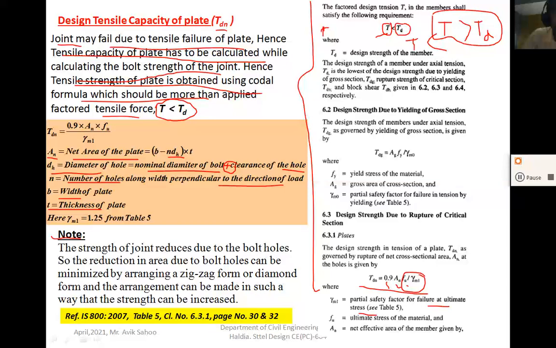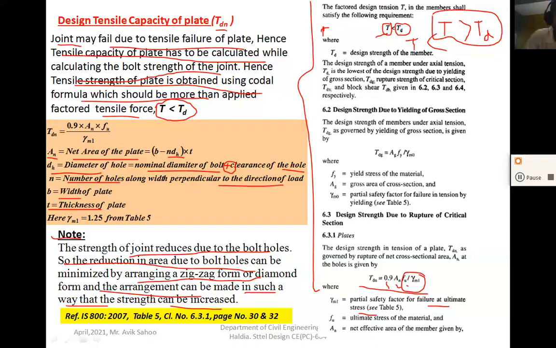Now see the notes. The strength of a joint is reduced due to the bolt holes, that I have said many times. So the reduction in area due to bolt holes can be minimized by arranging the bolts in a zigzag form or diamond form. A zigzag or diamond pattern minimizes the loss of net area, and it will give more strength than chain bolting, so that's why it is more efficient.